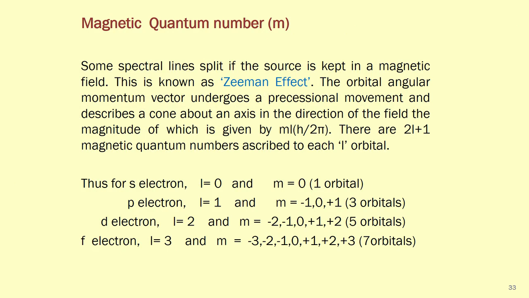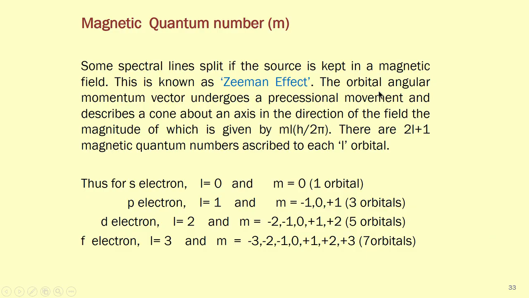So, it means that the electron, apart from its orbital angular momentum, is also associated with some magnetic field, and this magnetic field is evidenced by the splitting of the spectral line. This is known as the Zeeman effect. The Zeeman effect is basically the orbital angular momentum vector that undergoes a precessional movement and describes a cone around its axis.